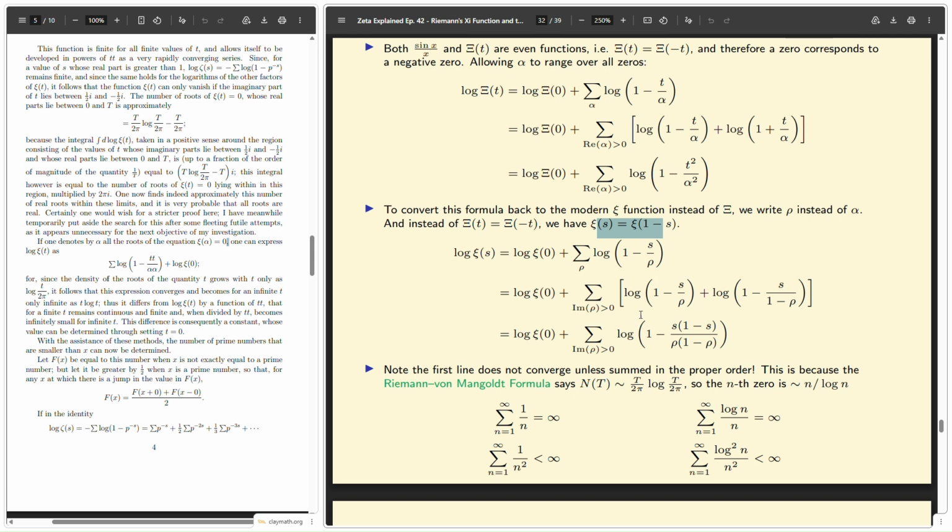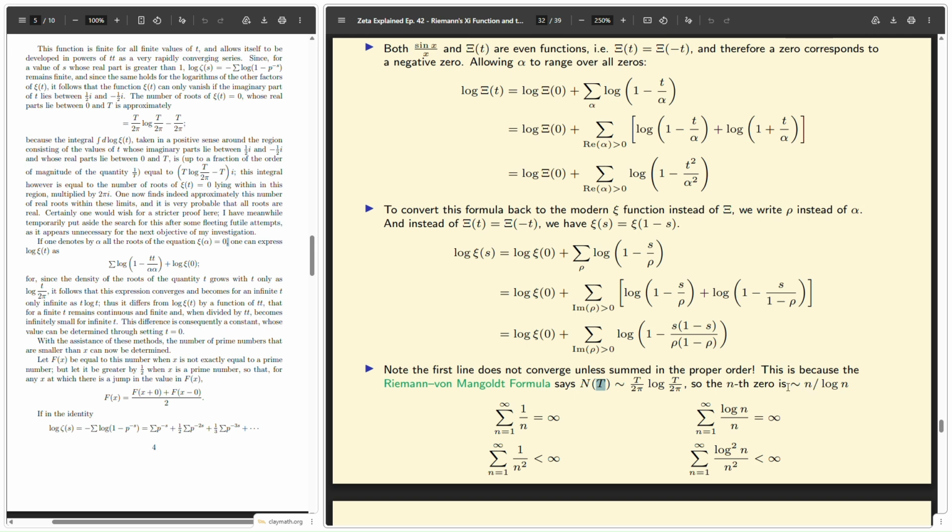And here's the reason. We know from the Riemann-von Mangoldt formula that N of t is asymptotically t over 2 pi times log of t over 2 pi. And therefore, if you try to invert this, so instead of asking how many zeros are there below a given t, we're going to instead ask, what is the t value of the nth zero? And if you just invert this, you get that it's approximately n over log n.